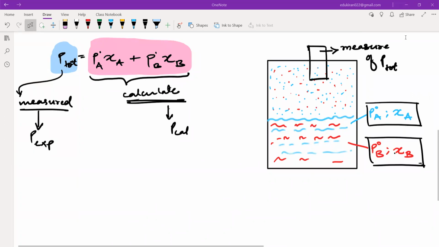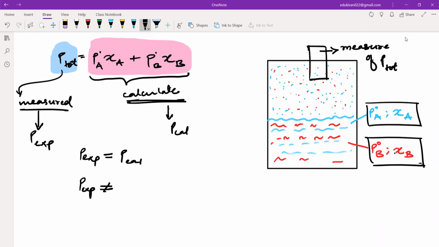Now there can be only two cases if we have two things which are claiming to be the same thing. What can be the first case? The first case is that P experimental is equal to P calculated. The other case is that P experimental is not equal to P calculated. Either it can be equal or it cannot be equal. There cannot be any third case, right? That is why, if it is the first case, that means P experimental is equal to P calculated, then we say that it is an ideal solution.